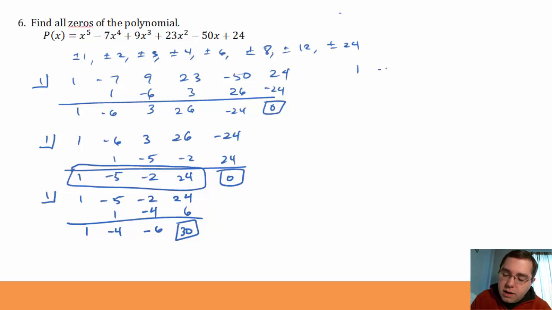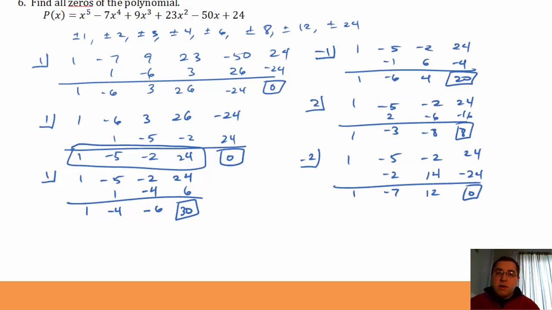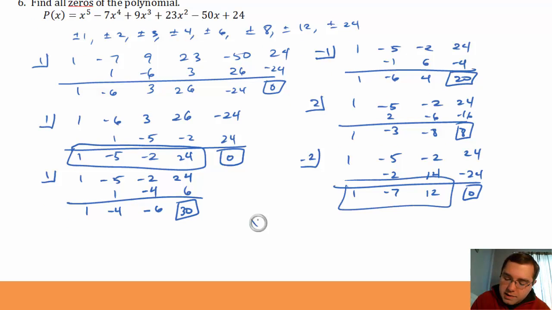So I've got 1, negative 5, negative 2, 24. We can try negative 1 and see if negative 1 works. Nope, negative 1 doesn't work. So let's move on to 2. See if 2 works. Nope, 2 doesn't work. Let's try negative 2. Negative 2 does work. And it gives me this reduced equation, which is now x squared minus 7x plus 12.